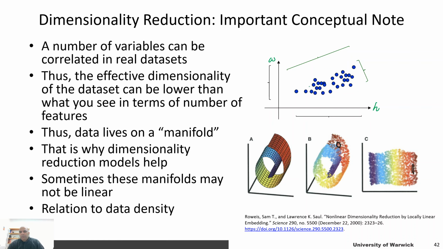I would like you to stop the video and think of what other attributes can be interrelated for a particular person, for example. But regardless of that, what we've identified is that a number of variables can be correlated in real world datasets.